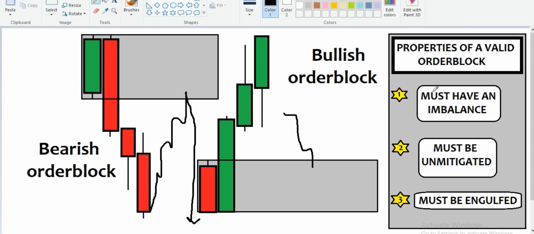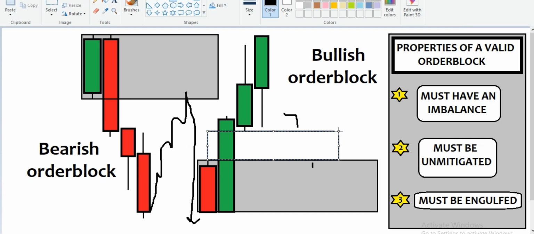Number one, it must have an imbalance. What do I tell you guys about an imbalance? An imbalance is when you count three candles, like 1, 2, 3. If there is space, where the wick of the first candle and the wick of the third candle are not interlocking, like there is actually space in between the first candle and the third candle, that space in the middle is what I call an imbalance, you understand?